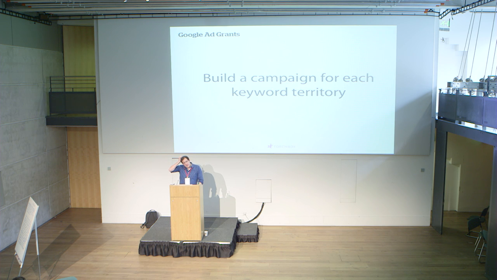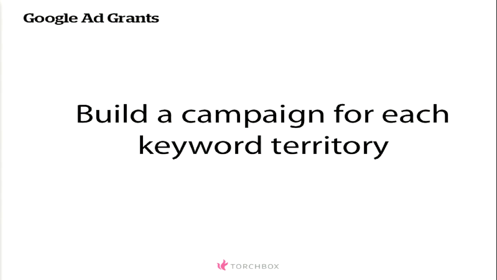Another way to grow your account is to build a campaign for each of your organization's keyword territories. And the way that I do this when I'm working with an organization that I don't know that well is I go through their website systematically and use their navigation to understand the different keyword territories that they cover. So the different campaigns they're involved in, the different research topics, and I make sure there's a campaign built for each of those. I use the language of the website as the starting point, plug the keywords into the keyword planner, and see the variations that come up. So that's a really easy way to grow an account.